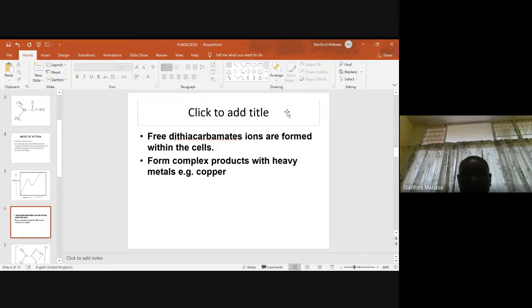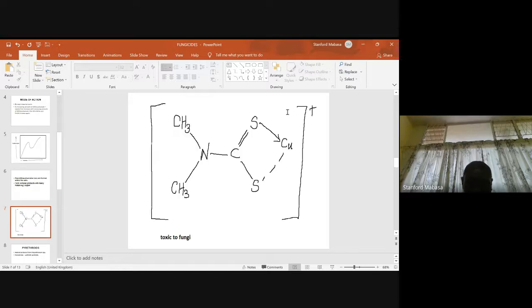Free dithiocarbamate ions are formed within the cells. They can form complex products with heavy metals like copper. They can form these structures.